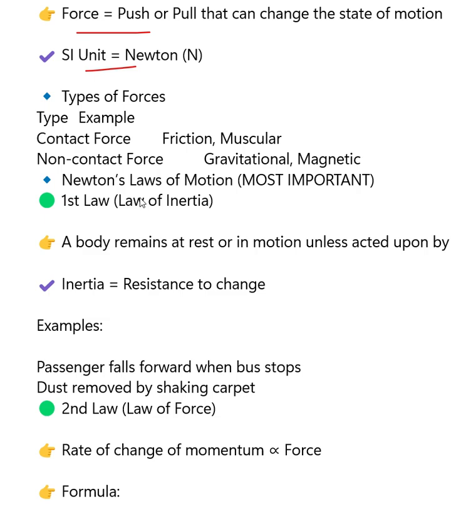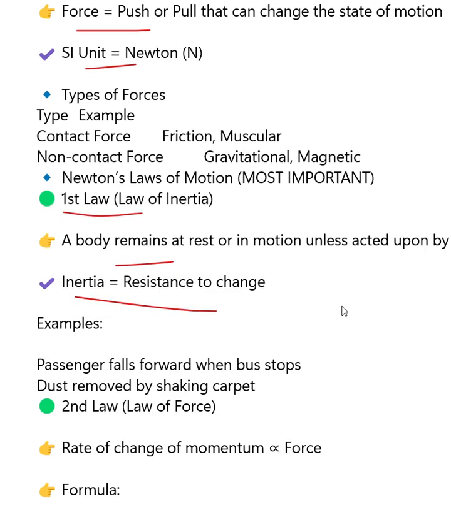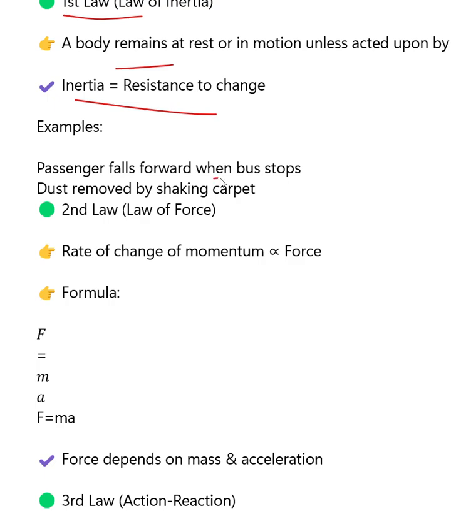So the Newton's laws of motion. First law is law of inertia. A body remains at rest or in motion unless acted upon by an external force. This is your first law of motion. Inertia is equal to resistance to change. For example, a passenger falls forward when the bus stops. Dust is removed by shaking a carpet.